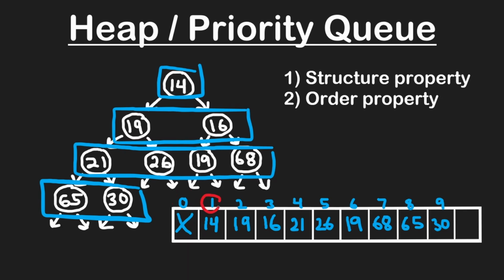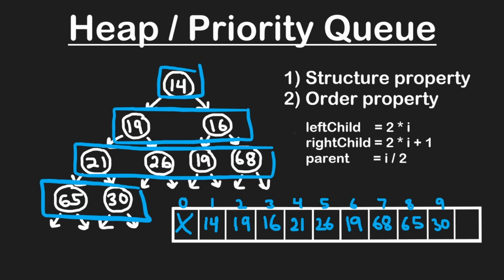Well, for index 1, to get its left child, we basically have a few formulas. So for any node, so for 14, which is at index 1, to get its left child, we simply take the index that it's at and multiply by 2. So we know that its left child is going to be at index 2, which is 19. That is the case over here. We know its right child is going to be 2 times I plus 1. I in this case is 1, so 2 times that plus 1 is going to be over here. So just the next position over, 16 is its right child.